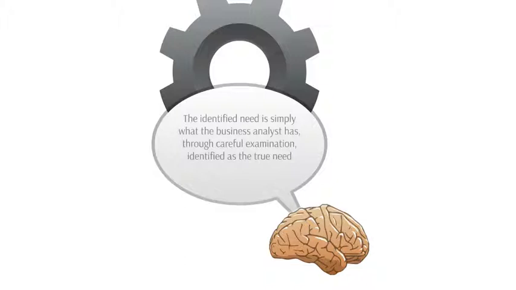The identified need is simply what the business analyst has, through careful examination, identified as the true need, as opposed to a want or a desire or some sort of band-aid. So there's been root cause analysis. We know exactly what this is, and now we're going to put it through our requirements engine, or our assembly plant, if you will, and we're going to structure a requirement. We're going to build one, just like you would an atom or a molecule. You're going to assemble it bit by bit. So it's more than just a single line in some sort of business requirements document. It's more than just the system will.